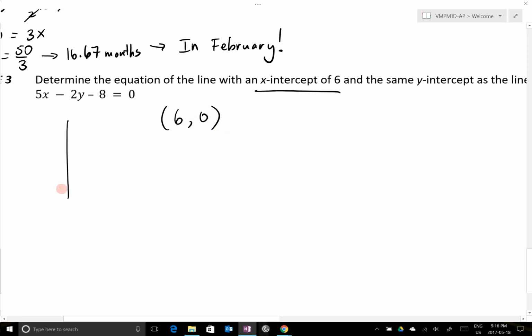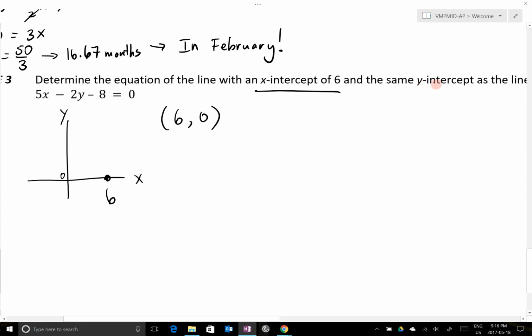Because remember, x and y-axis, here's your x, here's your y. The x-intercept is right there at 6. Where does the line cross the x-axis? Right there at 6. Now the y-coordinate is 0, so it has to be 6, 0. That's one of my coordinates.